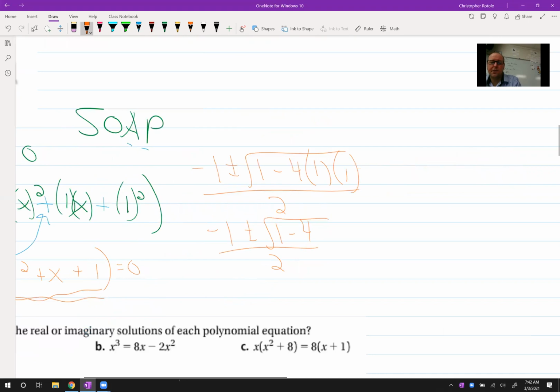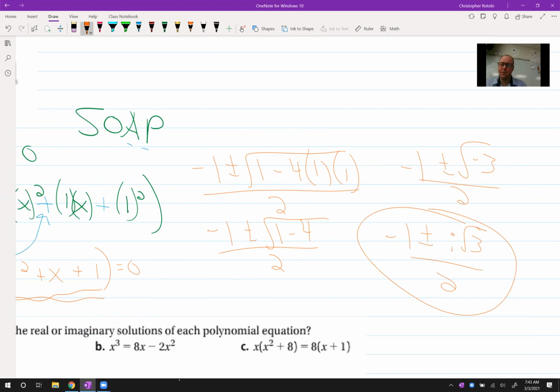Need a little more space. Here we go. Negative 1 plus or minus the square root of negative 3 over 2. Negative 1 plus or minus i square root 3 over 2. So I'll take that. Remember in your SATs, we're going to separate this: negative 1 plus i root 3 over 2 and negative 1 minus i root 3 over 2. Okay, so quadratic formula. Man, is there anything in this thing we haven't done yet? Holy cow.